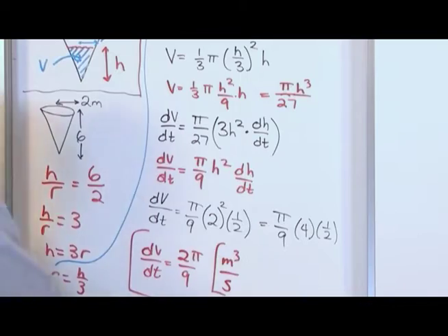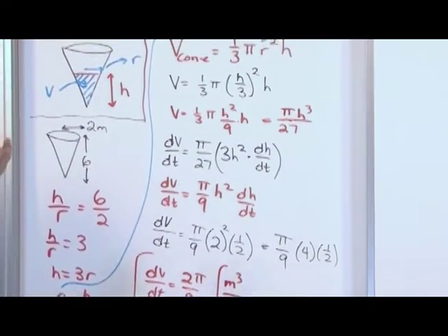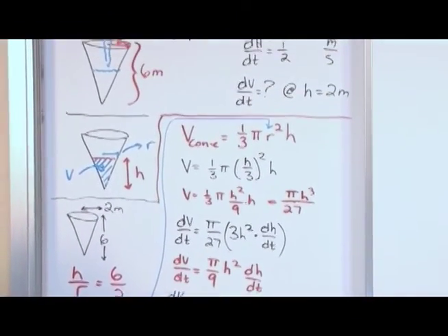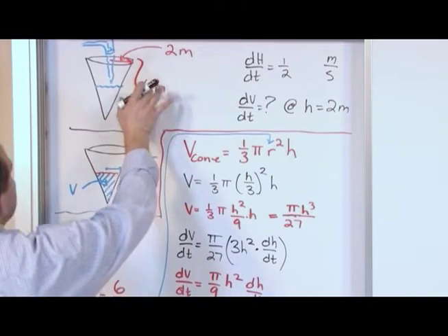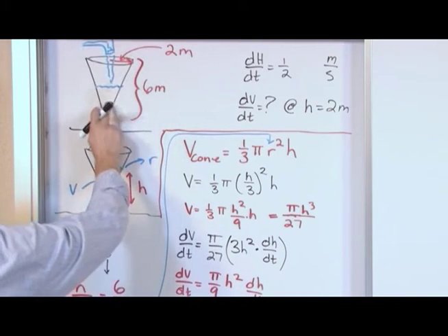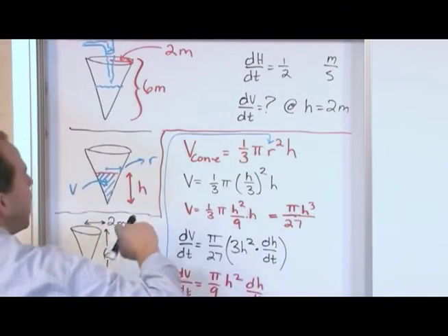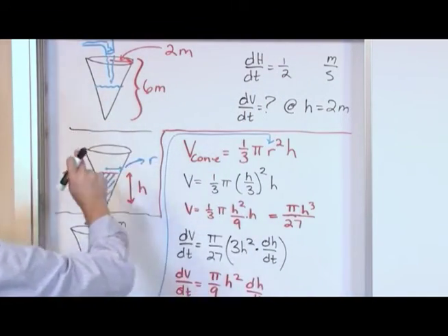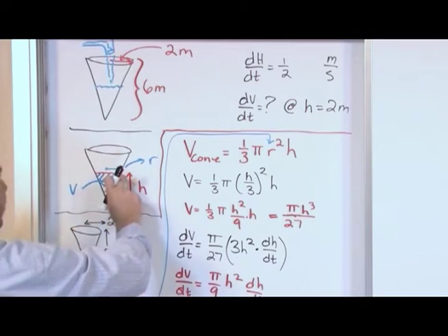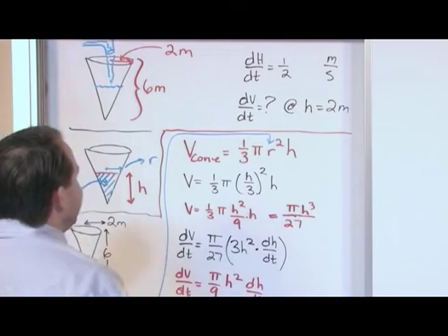So let me just do a brief summary of it just to make sure we all follow along. So we have this cone of water. Water is coming in, and the surface level of the water is increasing at a rate of 1/2 meter per second. I'm trying to find out how fast the volume of this water is increasing when the depth of it is 2 meters.